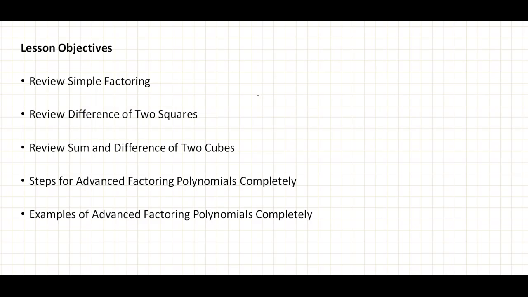We're going to spend some time reviewing simple factoring. We're going to also take a look at difference of two squares. Then we're going to look at the sum and difference of two cubes. Then we're going to look at the steps. The steps are very similar to the other topic on factoring polynomials completely. The only difference here is we're going to introduce a few more times that we're going to be repeating the steps of factoring. And then we're going to look at some examples together.